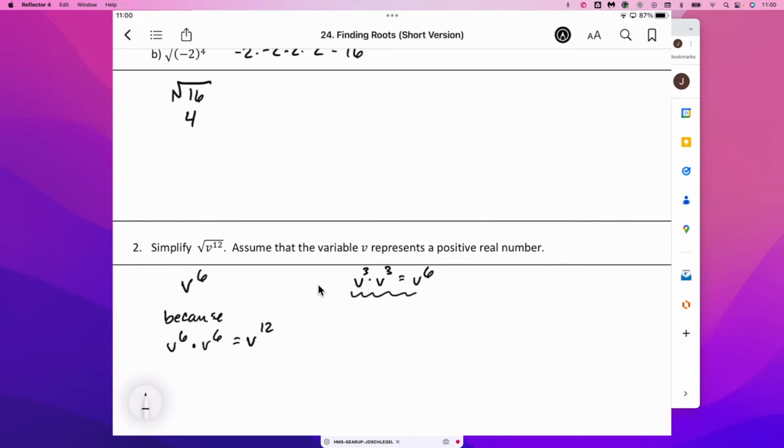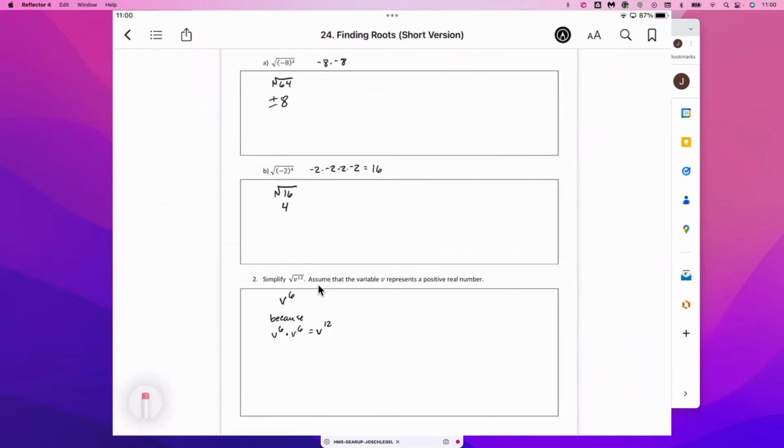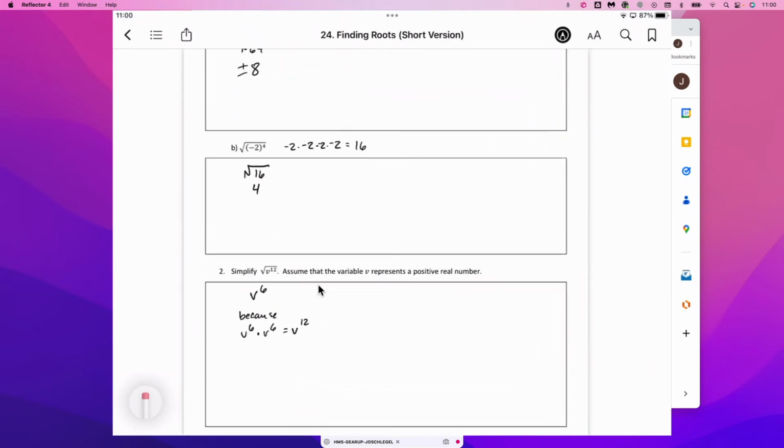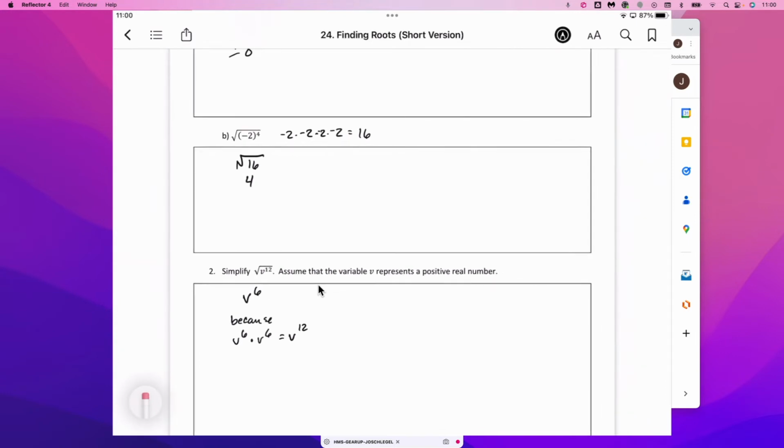Again, because when we multiply things that have exponents, we add the exponents. And so doing the reverse of that, we divide the exponents. We subtract the exponents. Okay. Anyways, moving on.